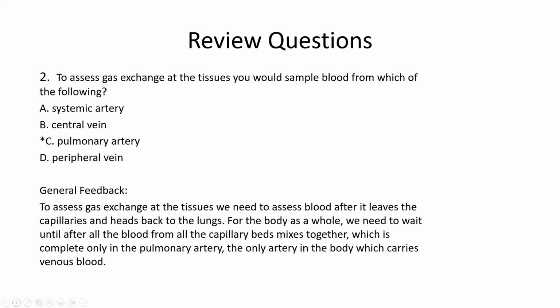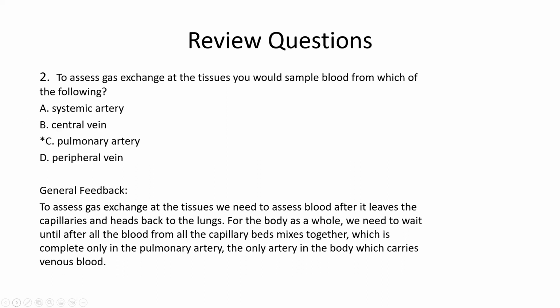To assess gas exchange at the tissues, we need to assess blood flow after it leaves the capillaries and heads back to the lungs. For the body as a whole, we need to wait until after all the blood from the capillary beds mixes together, mixed venous, which is complete only in the pulmonary artery, the only artery in the body which carries venous blood. So you talk about, oh, the central vein. The central vein is not going to be mixed venous. They're talking about tissues. They didn't say tissue here or tissue there.